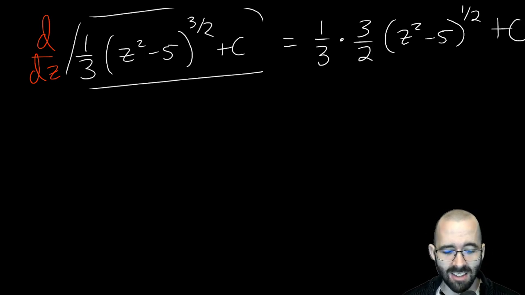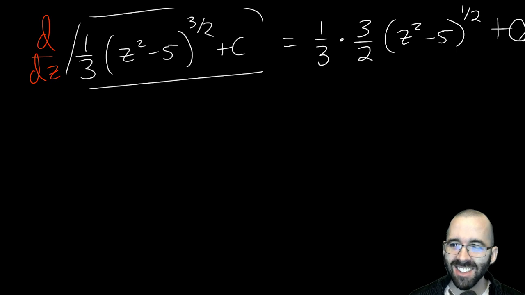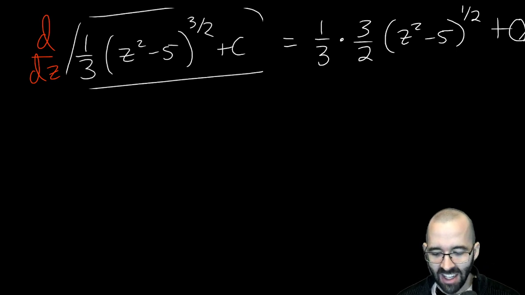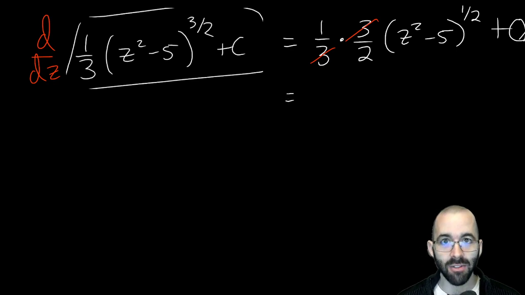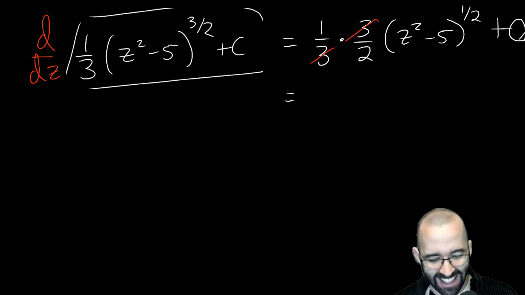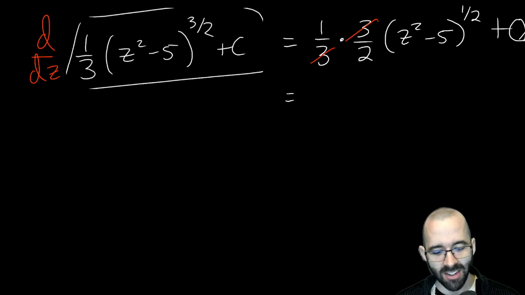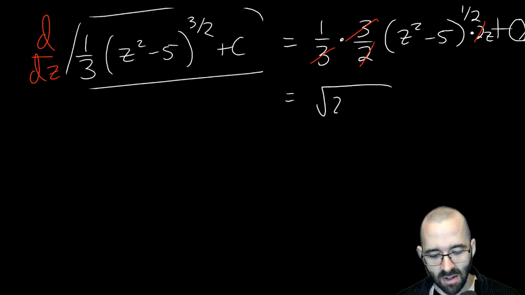That looks like a C. It's a 0, I promise. But I kind of wrote off of the screen. All right, is it more like a 0 now? And again, we get some cancellation. And oh, I forgot something. I didn't use the chain rule. We need to multiply by the derivative of the inside, which is 2z. We get more cancellation. And we're just left with the square root of z squared minus 5 times z.